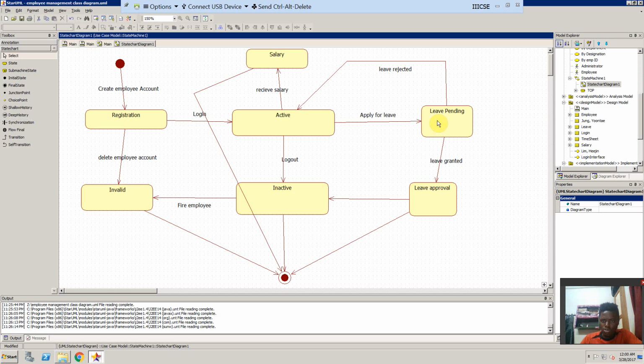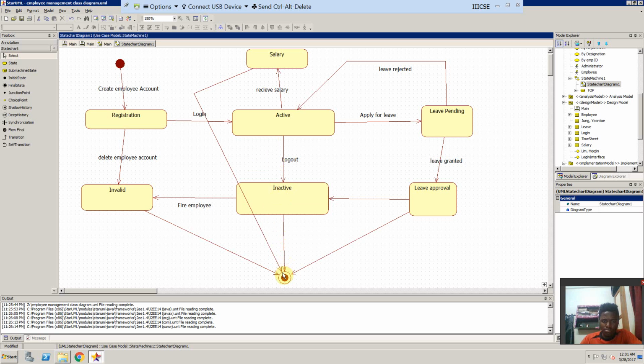If the employee is not qualified, the leave is rejected and the employee goes back to the active state, which means the employee is still working. However, if the employee is qualified and the leave is granted, it moves to the leave approval state and then goes to the inactive state, which means the employee is currently not working. The employee can also log out at the end of each day, which takes it to the inactive state.